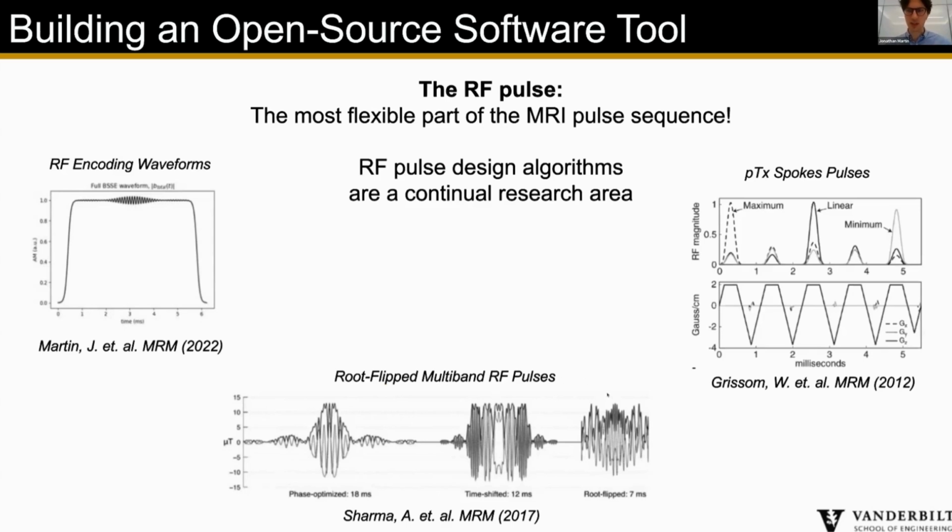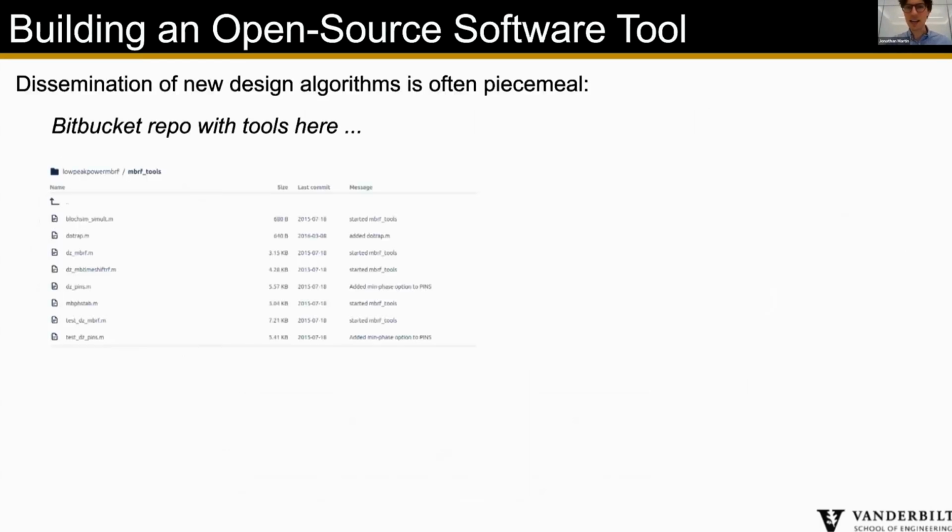In my PhD, I worked on different RF pulse design algorithms, and my advisor has done that for a long time. So over the years, we developed lots of different tools for very specific problems: parallel transmit pulse design, multi-band pulse design, some RF encoding type RF waveforms. And I think that for a long time, we had a not fully satisfactory way of disseminating these algorithms and distributing them to the research community.